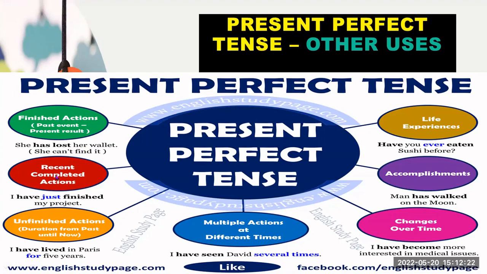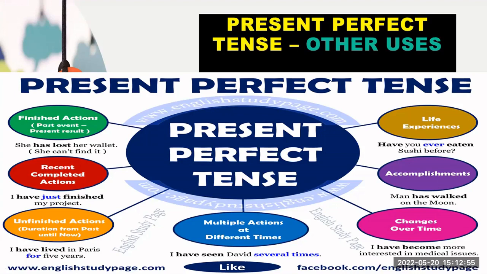Another thing we use it for is to talk about recent completed actions. For example, I've just finished my project. The word just is an adverb. So I earlier mentioned you can combine an adverb with the present perfect tense to report an action. And the word just enables us to report that recent aspect of this action.